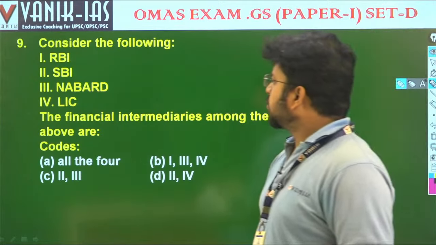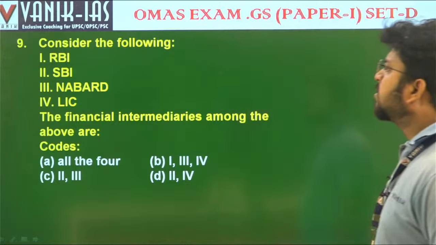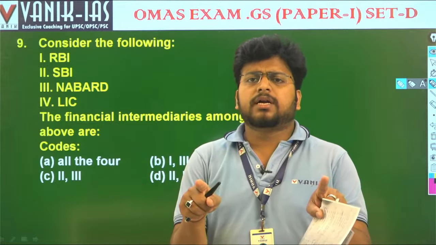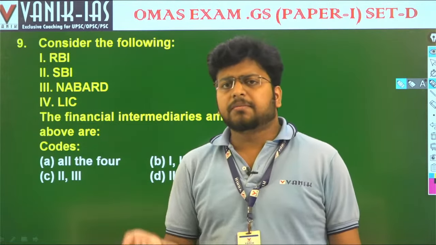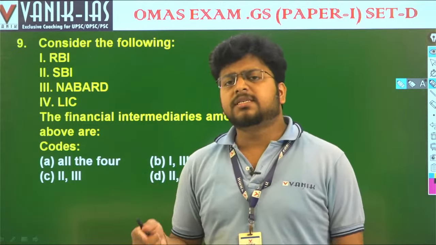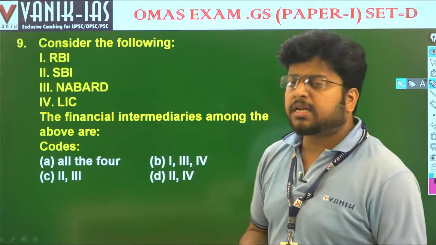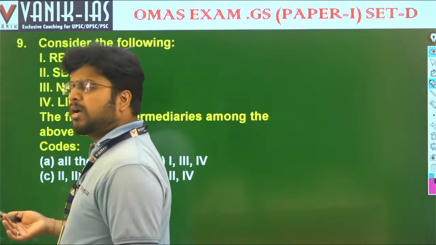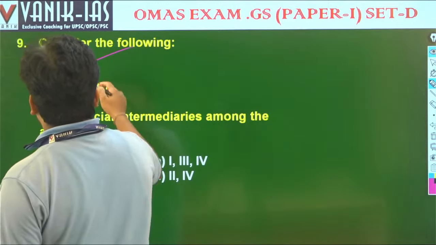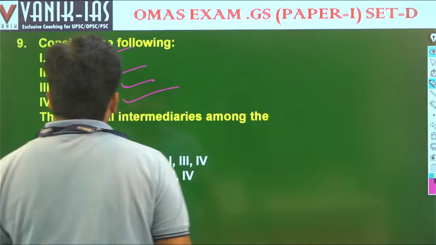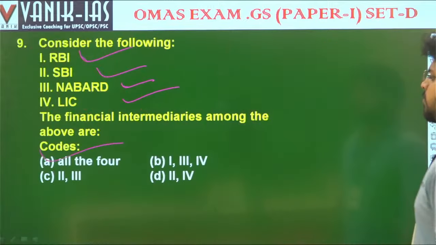Then consider the following statements. Which of the following are financial intermediaries? Financial intermediaries means anything that connects two consumers or two entities. It may be corporations and citizens, or companies and citizens, or citizens and citizens. They can be called financial intermediaries. So where you can take a loan or deposit something, RBI, SBI, NABARD, LIC, all the four are considered financial intermediaries. Okay, so A is the answer.